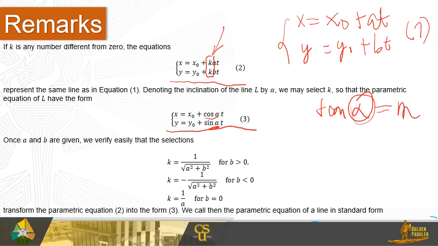So once a and b are given, okay? When a and b are given, we can solve for k. So instead of cosine alpha and sine alpha, because you still need to get the slope of the line. But sometimes we don't know the slope of the line, since what we know is that the slope of the line is b over a according to the previous theorem.